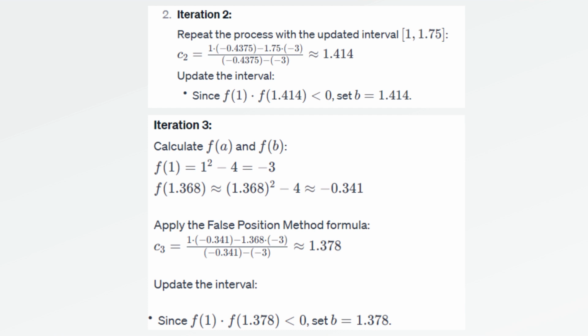This process iteratively continues, narrowing down the interval until the desired level of accuracy is achieved in approximating the root of f(x) = x squared minus 4 within the given interval. The key is using the false position method formula to calculate c and updating the interval based on the signs of the function values at the endpoints and c.